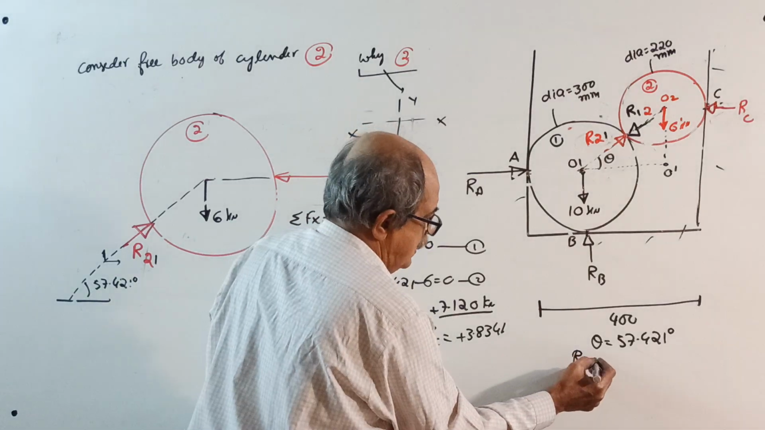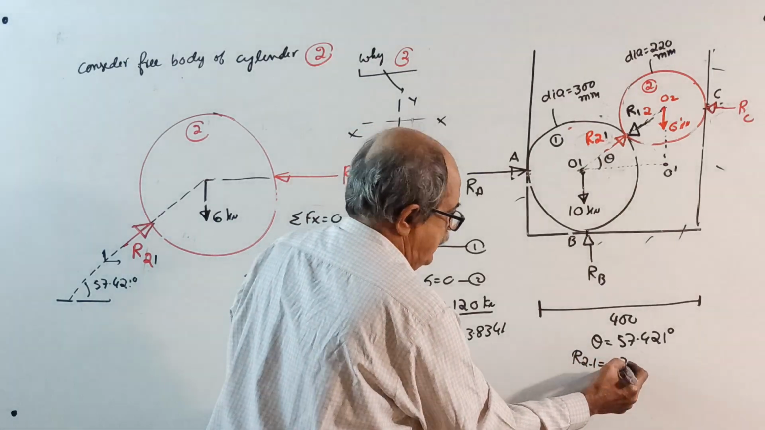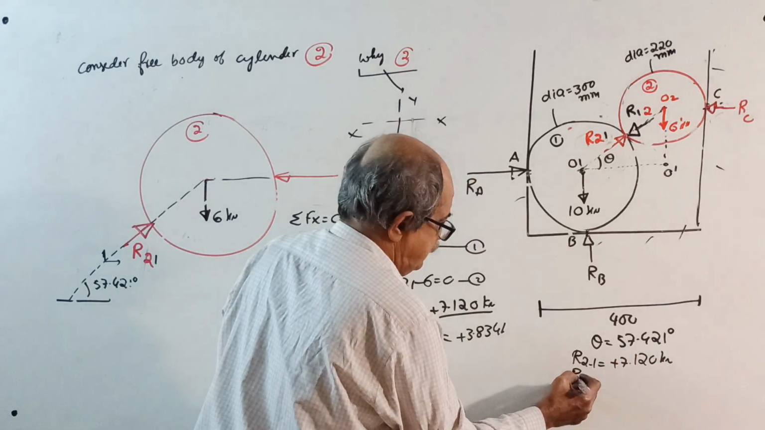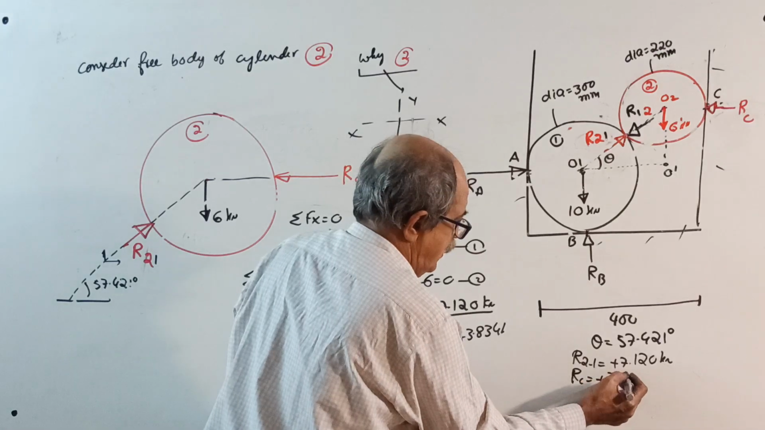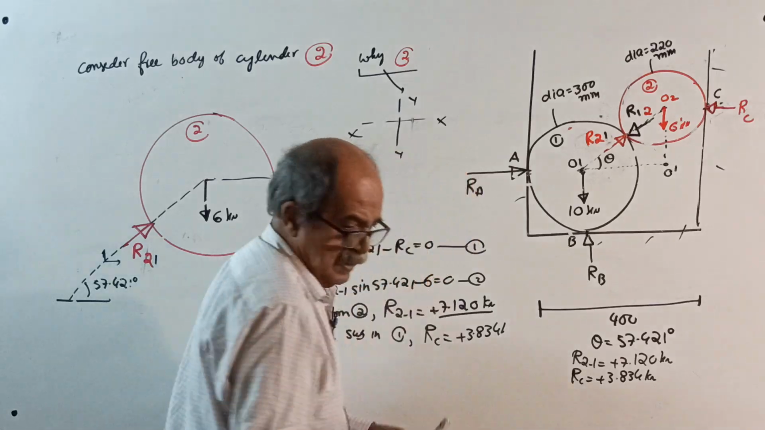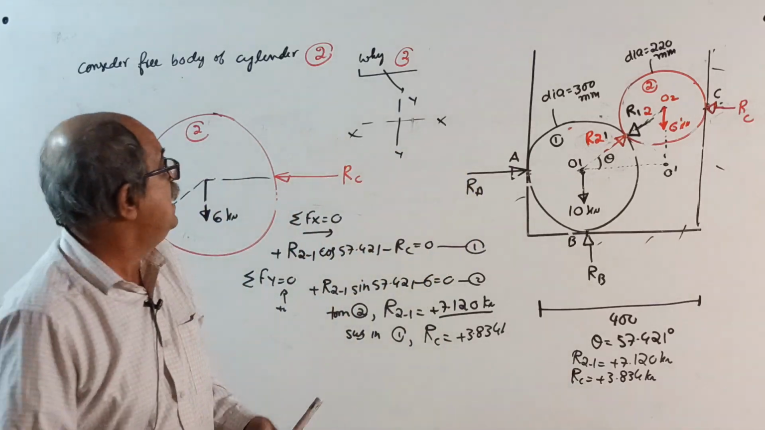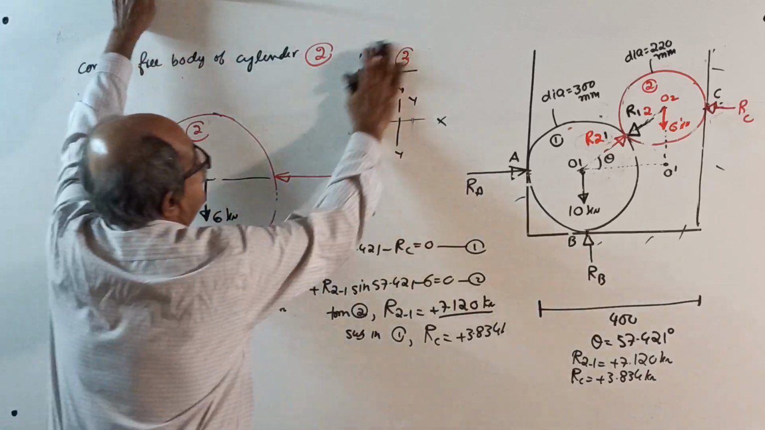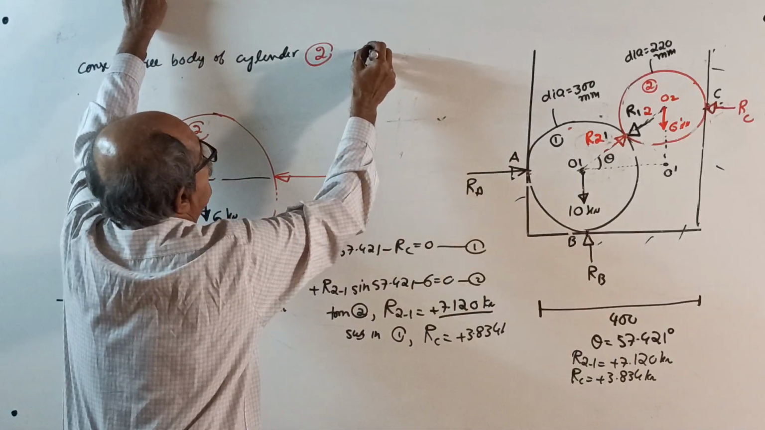Your R21 came plus 7.120 kilonewton and RC came plus 3.834 kilonewton. Okay, now make a note. Okay, this is over now. Make a note here.